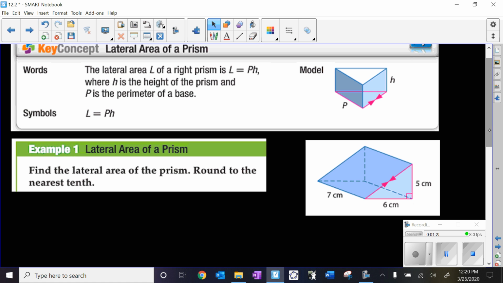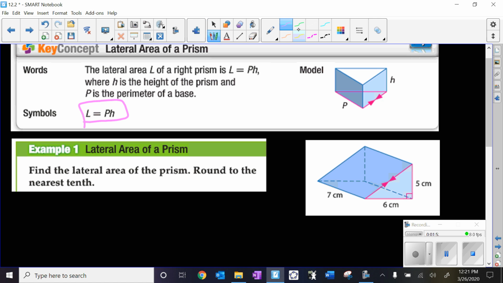So in example 1, we're going to find just the lateral area of a prism. Okay, it could be a triangular prism. It could be a rectangular prism. In example 1 here, we're going to focus on a triangular prism. This is your formula. P is the perimeter of your base, and H is the height. You got to be careful of height. Height is the distance between your two bases.